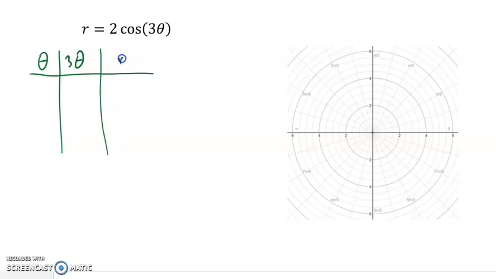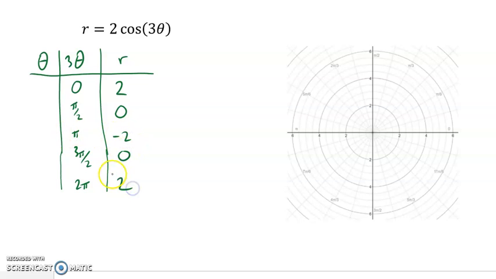So if we take those same values of 0 and pi over 2 and pi and 3 pi over 2 and 2 pi as our values for 3 theta, then that's going to make it very easy to figure out what r is, because we're just going to take 2 times the cosine of 0, which is 2. 2 times the cosine of pi over 2, that's 0. 2 times the cosine of pi is negative 2, and it's just bouncing back and forth, right?